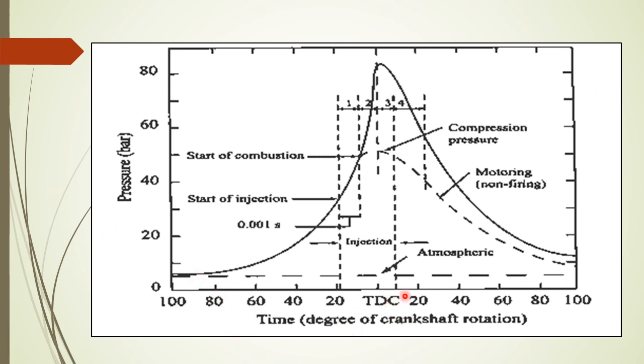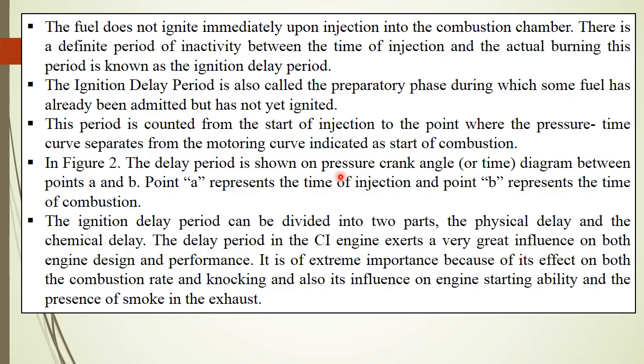Here what happens, the start of injection is before TDC, and combustion also starts before TDC. In this way the delay period is shown on the pressure crank angle diagram between points A and B. Point A represents the time of injection, point B represents the time of combustion. So ignition delay period can be divided in 2 parts: physical delay and chemical delay.